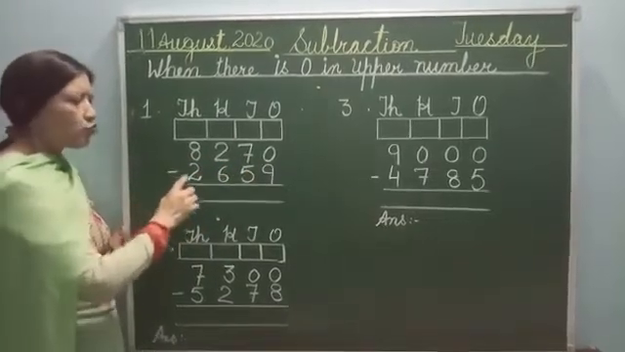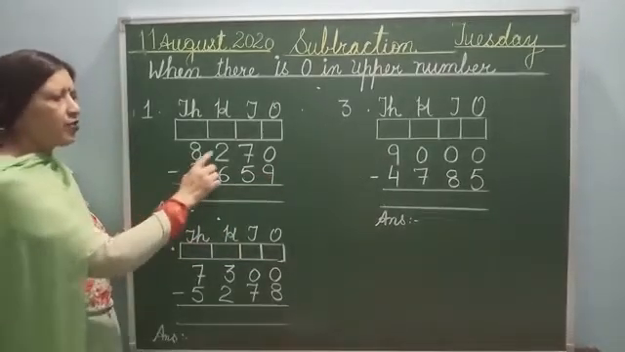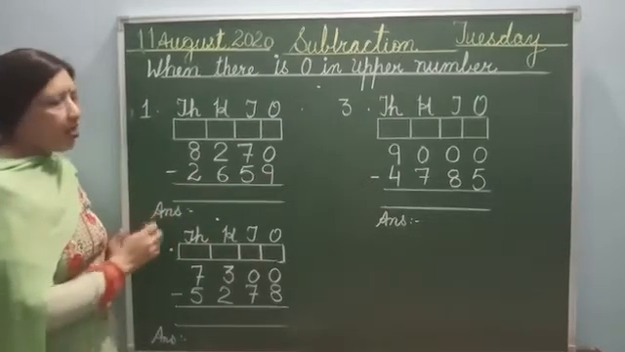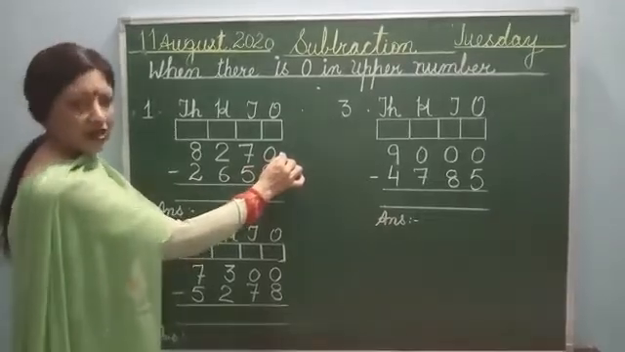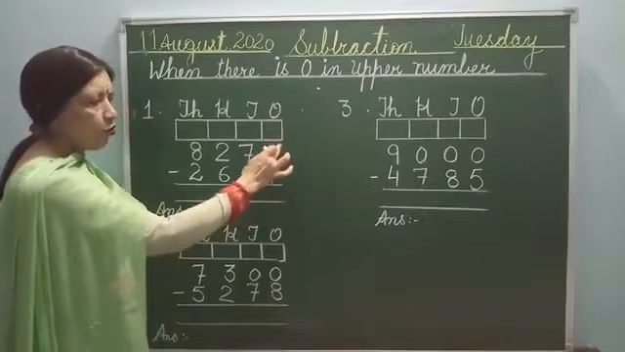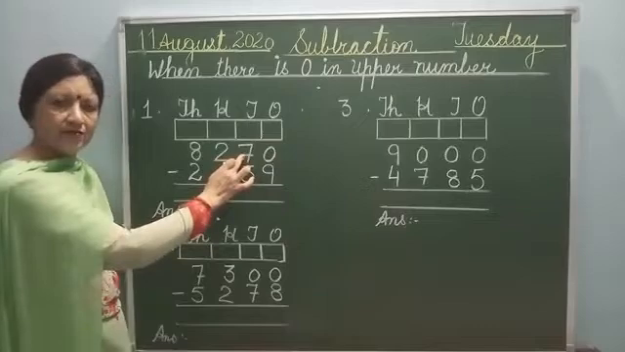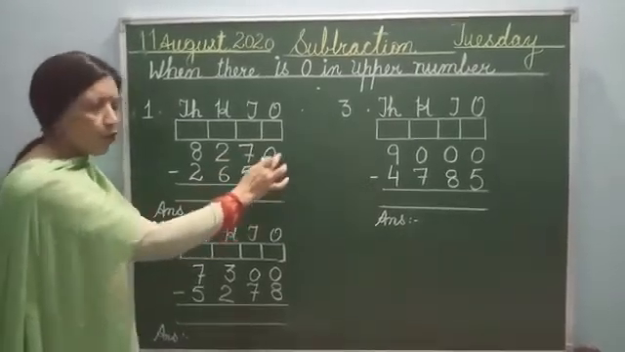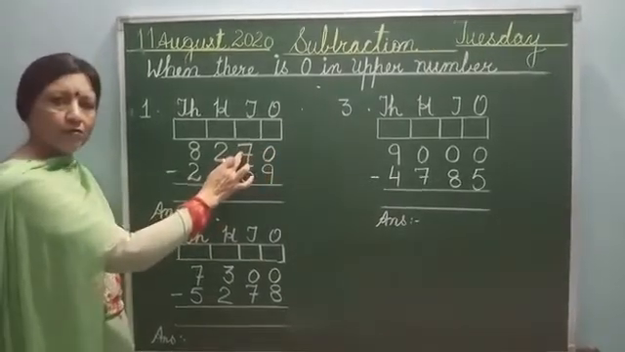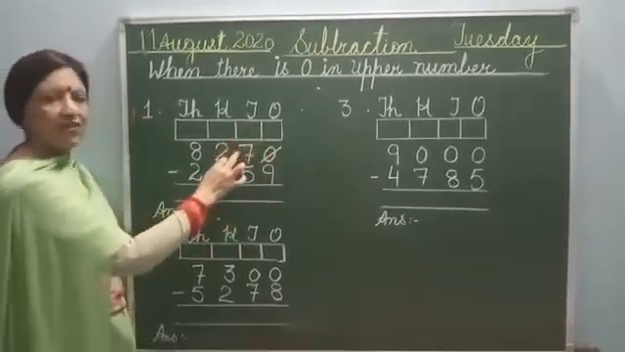8270 minus 2659. Now there is zero at ones place. So this zero will borrow 1 from the next digit. We can't subtract 9 from 0. So this 0 will borrow 1 from 7. This 0 has borrowed 1 from 7 tens.